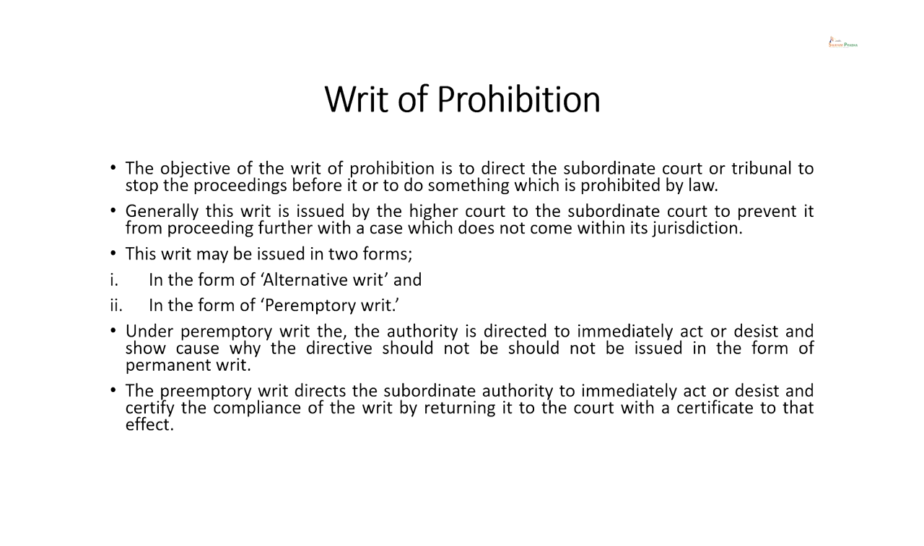So, prohibition and certiorari are two complementary writs. The person can pray for both the writs simultaneously in the same petition. But the writ of prohibition is issued when the proceedings are in continuation and the writ of certiorari is issued when the decision has been taken.